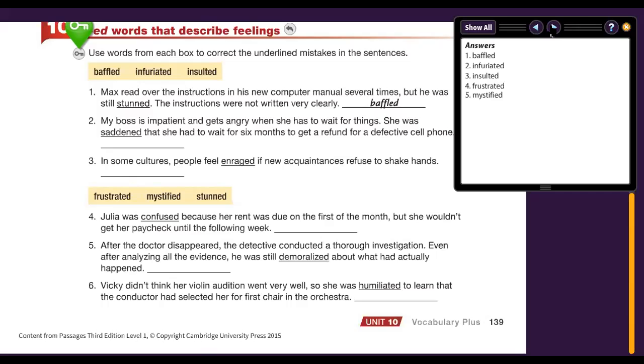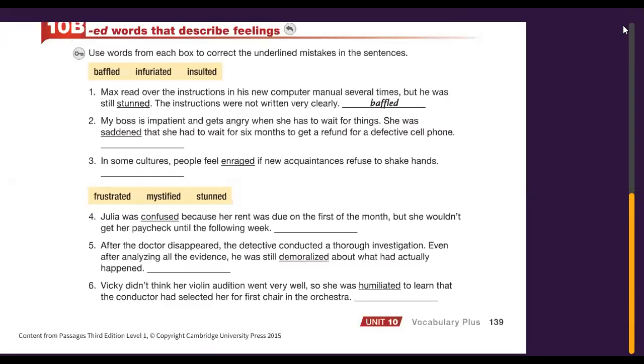Then six and last. Vicky didn't think her violin audition went very well, so she was humiliated to learn the conductor had selected her for first chair in the orchestra. Stunned. Yeah, stunned. Correct. All right, guys. So that will be pretty much it for unit number 10.